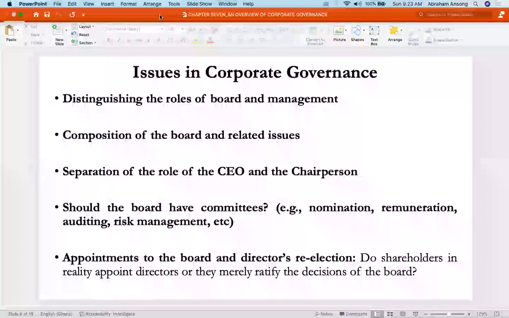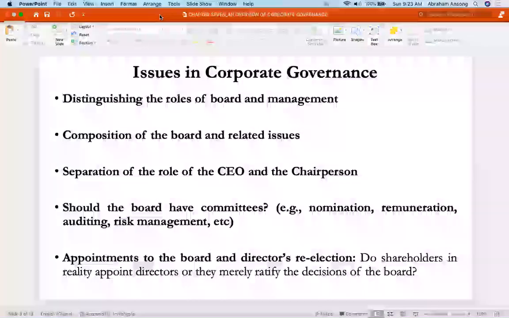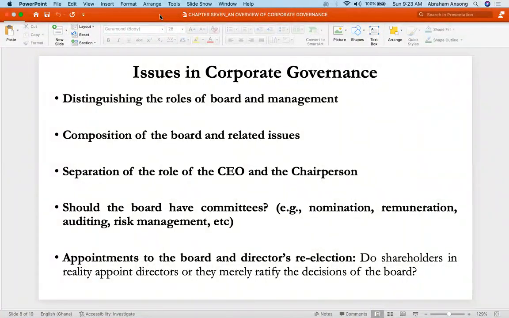The next one is separation of the role of the CEO and the chairperson. When you go to the boards, the board also has a chairperson that is supposed to, just like the chairman of a meeting, take charge of the board's operations. Currently, for most companies, the CEO, and don't forget the CEO is also the head of management, is part of the management of the company. In fact, he is the head of the management. And if you remember, we said the board is supposed to supervise the activities of the management of the company.